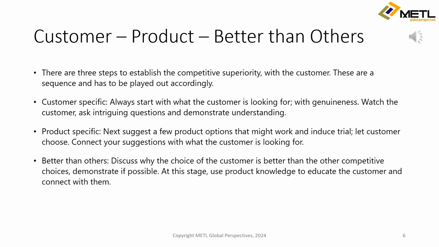Third is better than others. Discuss why the choice of the customer is better than that of other competitive choices. Demonstrate if possible. At this stage, use product knowledge to educate the customer and connect with them. So, this has to be a very subtle and a very free flowing conversation. The salesperson has to watch what the customer is trying to see and do with it. Then the salesperson has to pitch and has to subtly showcase product knowledge and identify why that particular offering that the salesperson is representing is better than others.